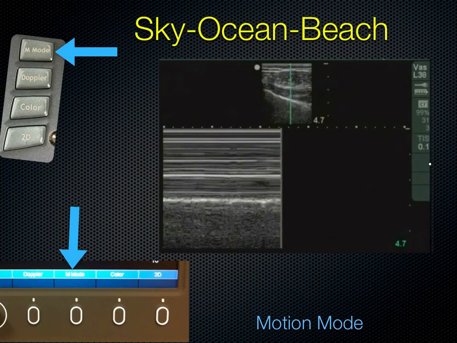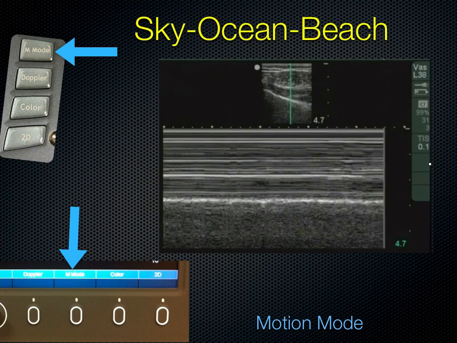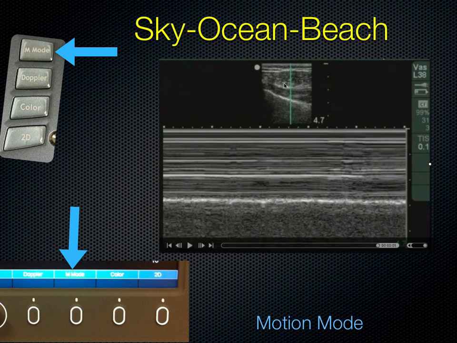So now what we mentioned before is the Sky-Ocean Beach that we're looking for. If you place an M mode, this is the M mode button, press it once, position your M mode line between the two ribs across the pleural line, press it again, and you will get basically a representation of everything that is going on at that line over several seconds.